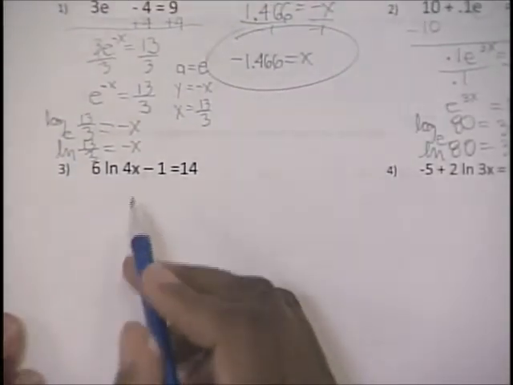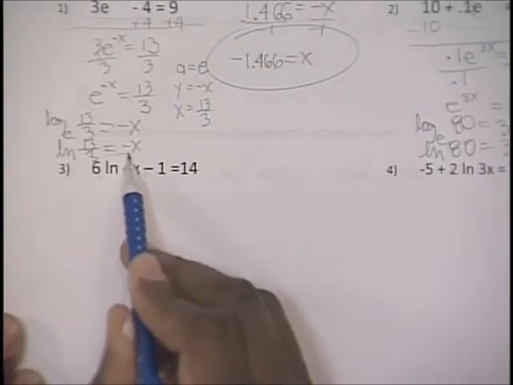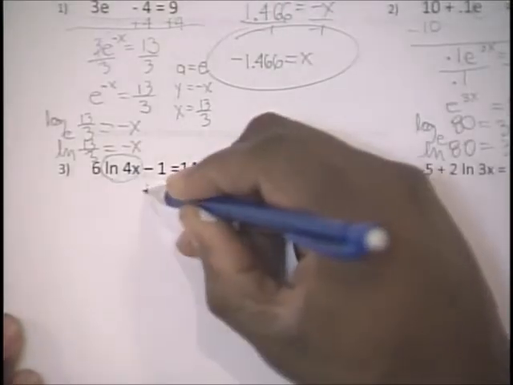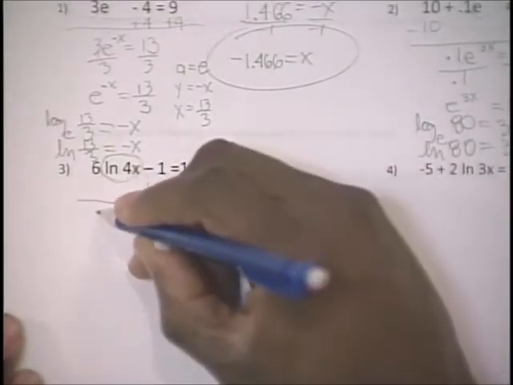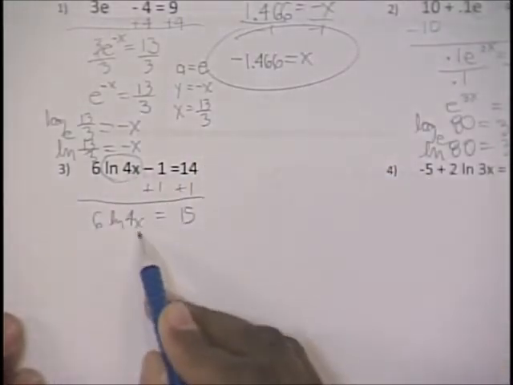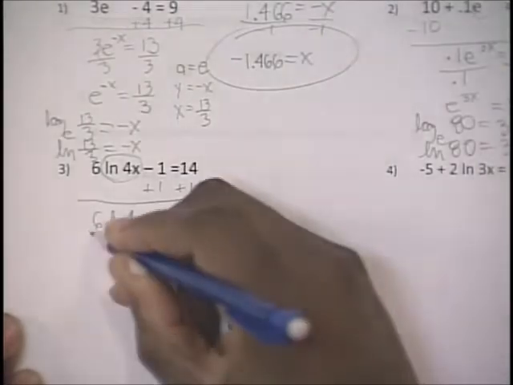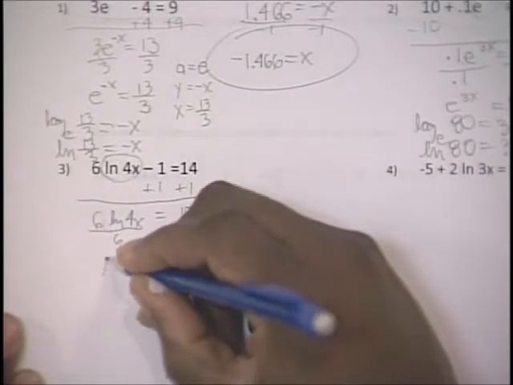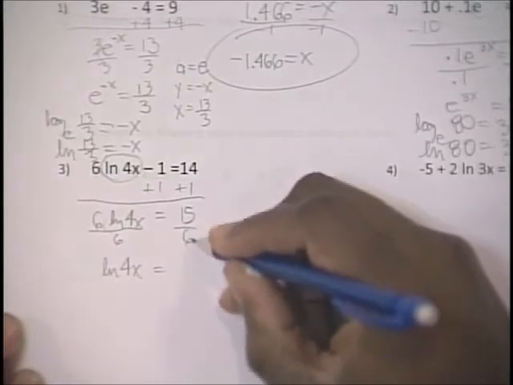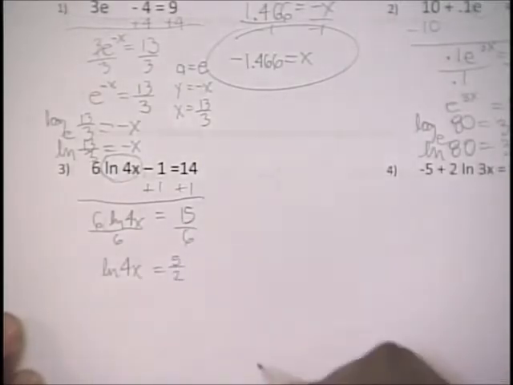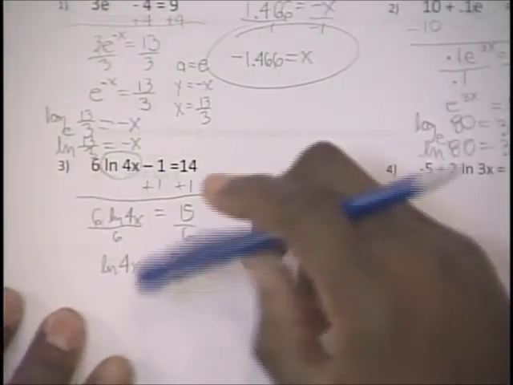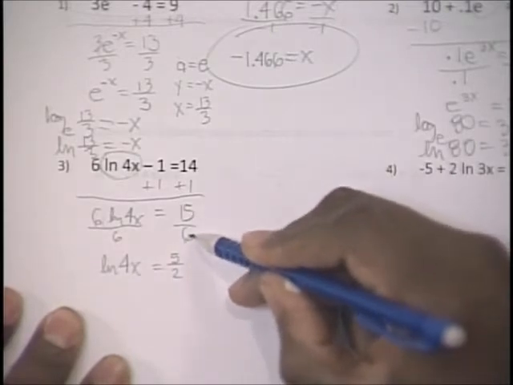All right, so now what we're going to do is, again, isolate something. Here, let's isolate this log. What are you going to do? You're going to add 1 on both sides. We get 6 natural log 4x is equal to 15. You want to get that logarithmic part of your equation by itself. Let's divide by 6, and you get natural log 4x is equal to, you can simplify that. Each of these are divisible by 3. You divide 15 by 3, you get 5. You divide 6 by 3, you get 2. So you get 5 halves.